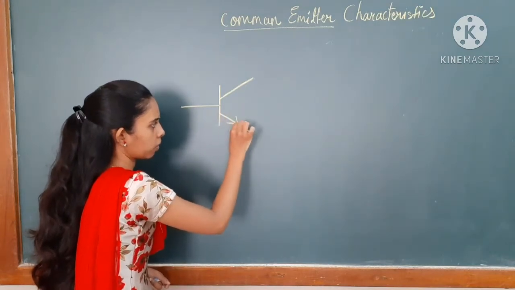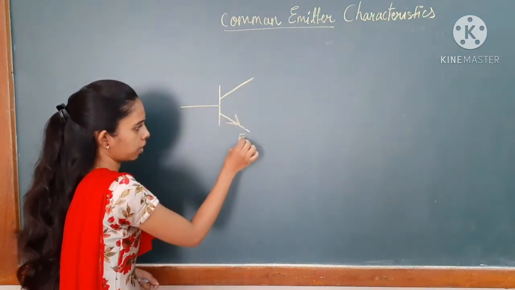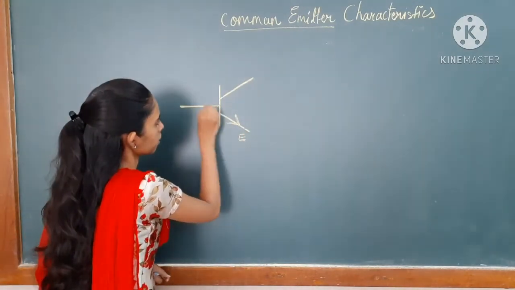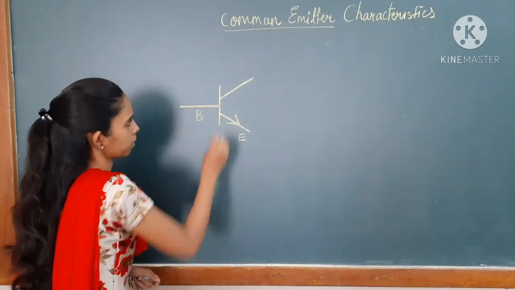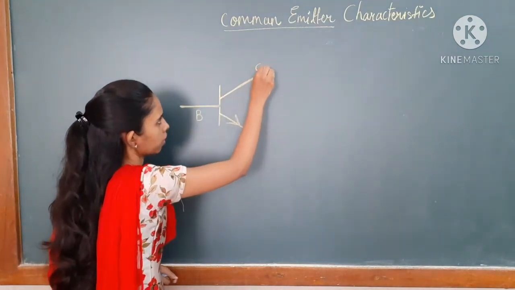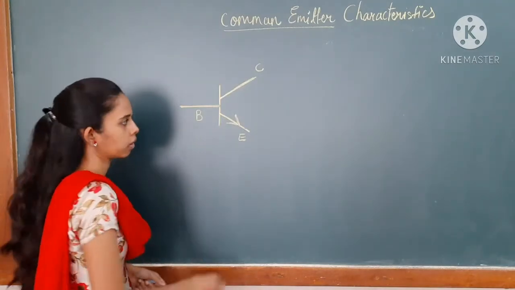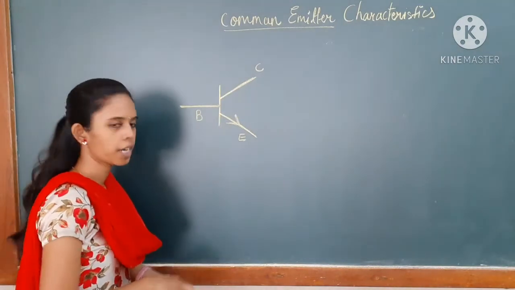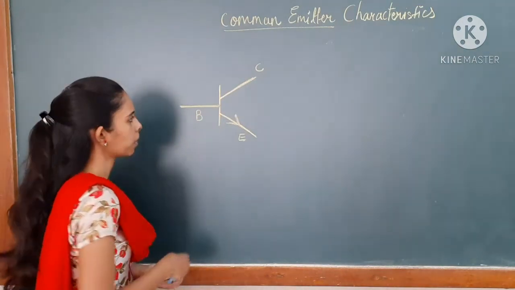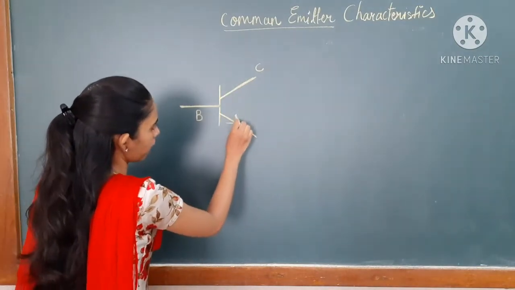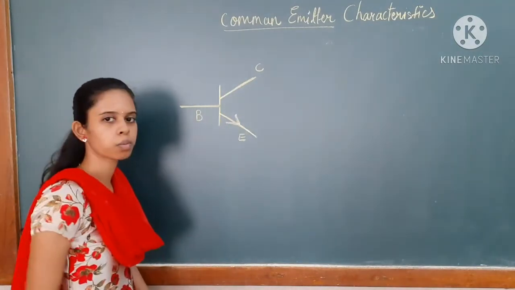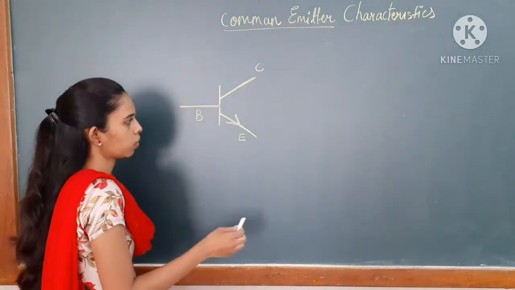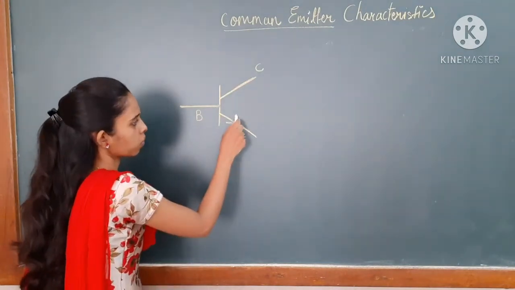The side on which the arrow is present is called the emitter. This is called the base, and this part is called the collector. Now the point is which terminal has the N region and which has the P region. This arrow will help you, as we have discussed before. The emitter, base and collector can be recognized.